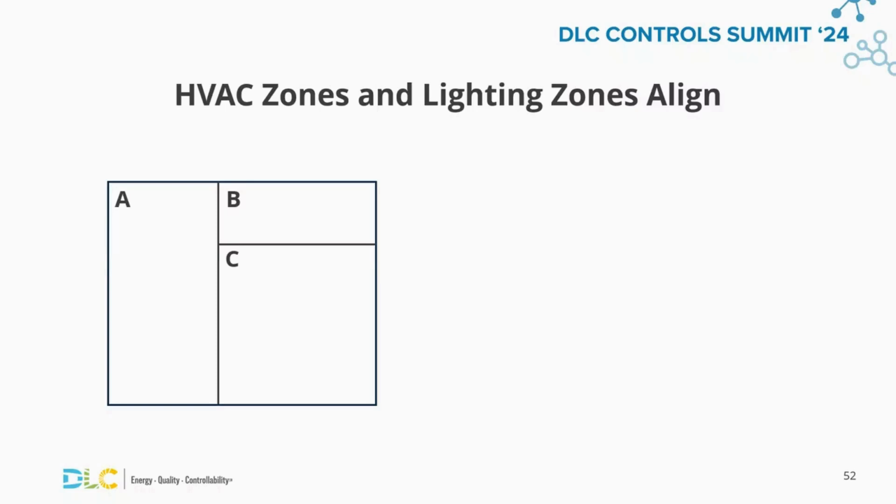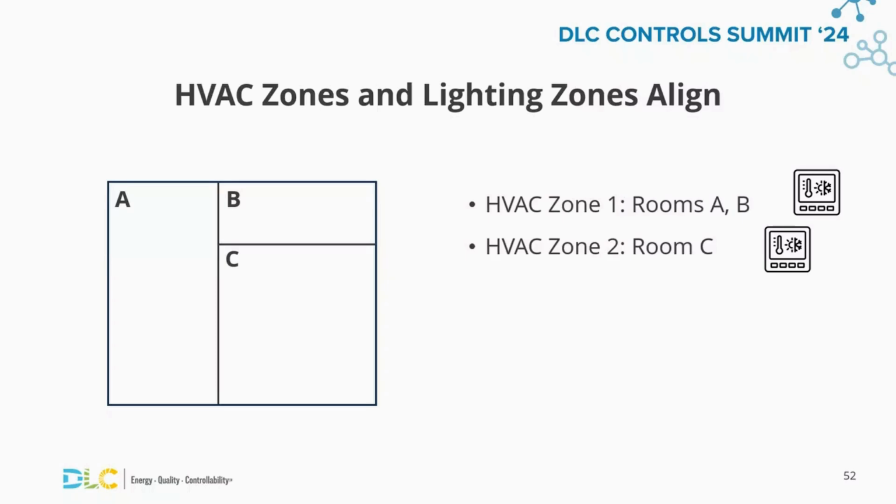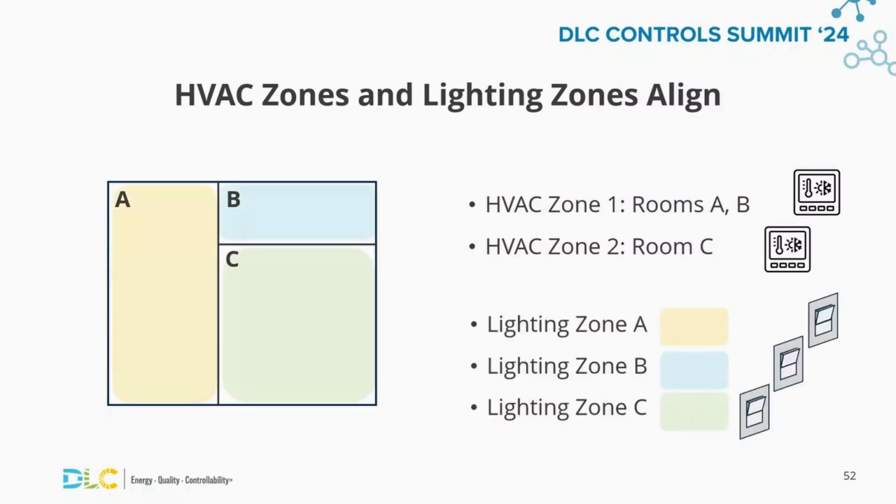The floor plan is divided into 3 large rooms. There are 2 thermostats in the building. One controls the temperature in rooms A and B, and the other controls the temperature in room C. There are 3 lighting control zones, 1 for each room. In general, lighting zones tend to be smaller than HVAC zones.